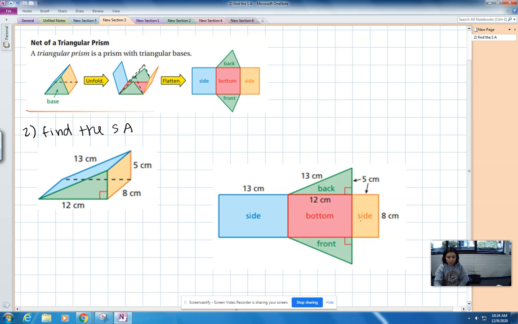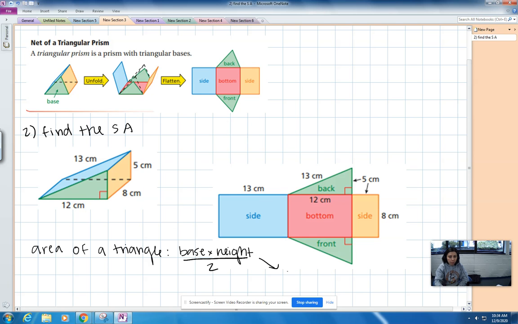I see 3 rectangles. I already know how to find the area of a rectangle. It's length times width. What about the triangles, though? Well, we did learn this early in the year, but as a reminder, the area of a triangle is the base times the height divided by 2. So to find the area of a triangle, we multiply the base and the height, and then we divide that by 2.